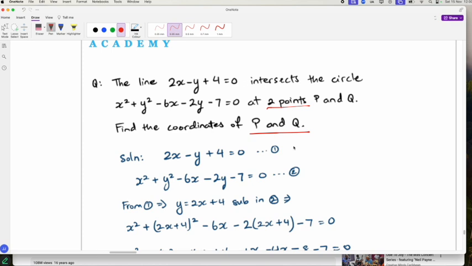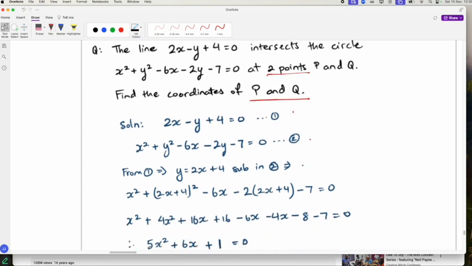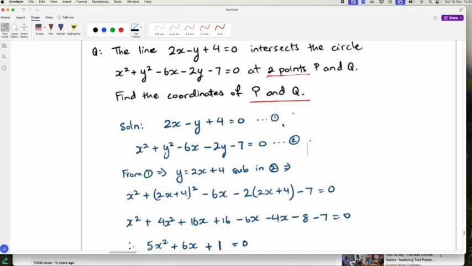Find P and Q. Of course, I'm going to put my two equations here, equation 1, equation 2. And I'm going to substitute for y from equation 1, y is equal to 2x plus 4. So I'm going to sub that in equation 2. So x squared plus y squared will be x squared plus (2x plus 4) squared. Minus 6x minus 2y, which is 2x plus 4, minus 7.